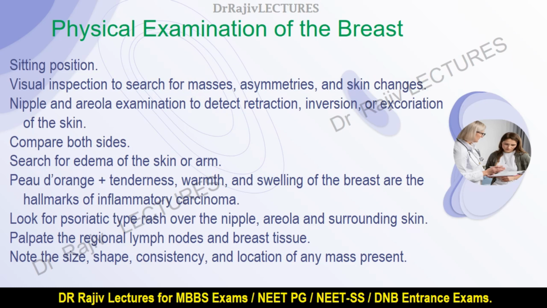The dimpling of skin and nipple retraction are sensitive and specific signs of underlying cancer. Edema of the skin caused by obstruction of dermal lymphatic channels by emboli of carcinoma cells produces peau d'orange sign, where the skin appears thickened and dimpled, resembling the texture of an orange peel. Peau d'orange together with tenderness, warmth and swelling of the breast are the hallmark of inflammatory carcinoma. Occasionally, the obstruction of lymphatics by a bulky tumor results in arm edema.